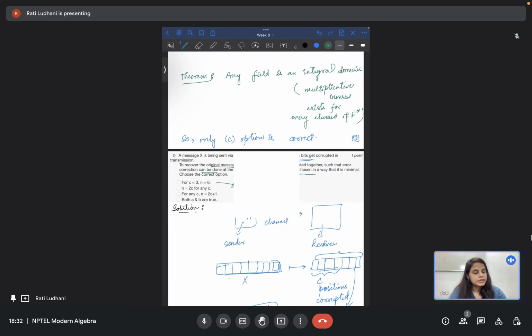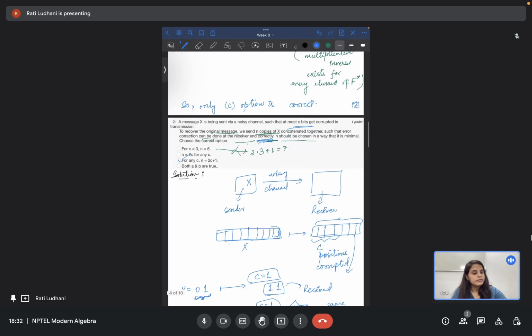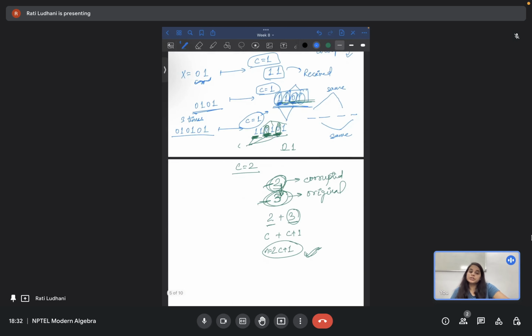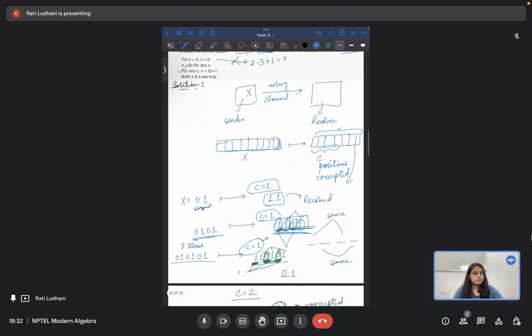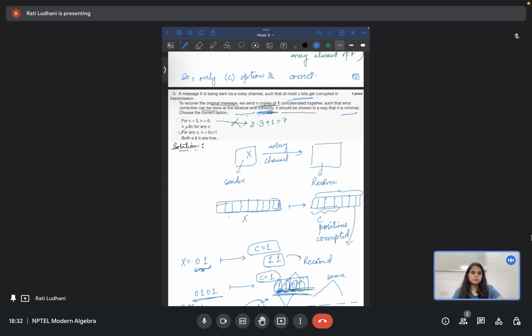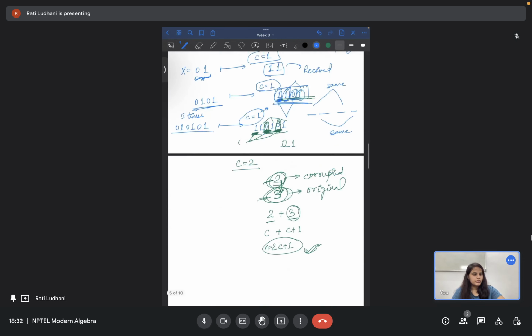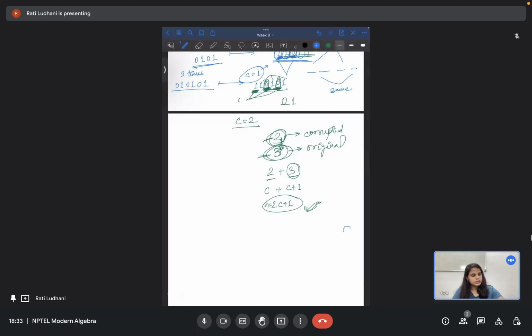For any c, n is equal to 2c plus 1. Clearly this is true, as we have proved. Both a and b are true. No, not possible. So also if they have asked for the minimality, if you choose 2c plus 2, that is big enough. So you can have 2c plus 1. So if one of the options is 2c plus 2, that is wrong. Okay, I hope this is clear.